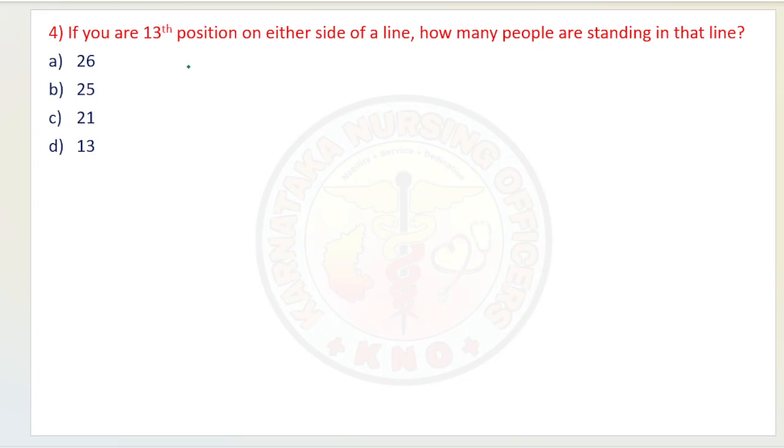Next problem. If you are 13th position on either side of a line, how many people are standing in that line? It is similar to the previous problem, okay? The options are 26, 25, 21, 13. So left, right. Here 13th position on either side of a line means 13 comes in the middle. So LSP is equal to RSP is equal to 13.